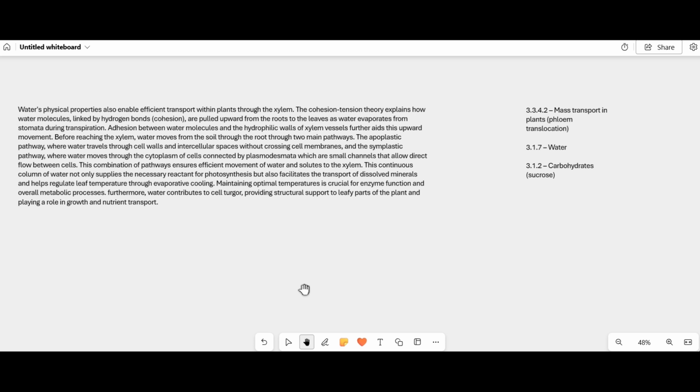This continuous column of water not only supplies necessary reactants for photosynthesis, but also facilitates the transport of dissolved minerals, and helps regulate leaf temperature through evaporative cooling. Maintaining optimal temperature is crucial for enzyme function and overall metabolic processes. Furthermore, water contributes to cell turgor. So again, I wrote down in the plan to mention turgor as well, because water helps the structure of the cell, providing structural support to leafy parts of the plant, and playing a role in growth and nutrient transport.